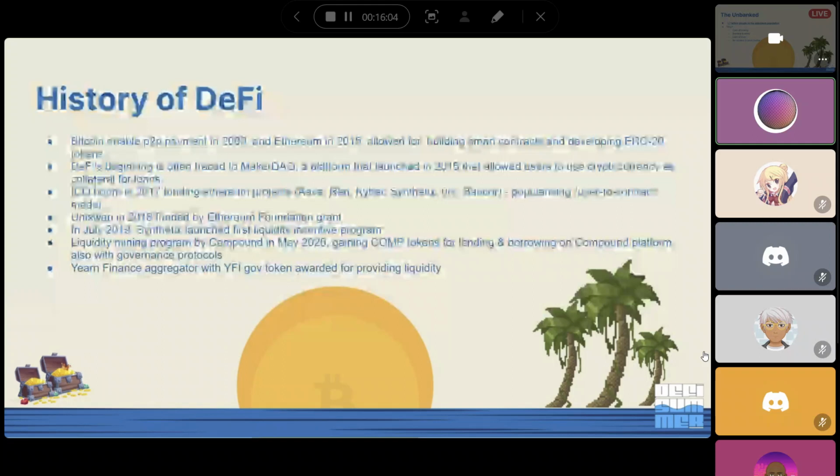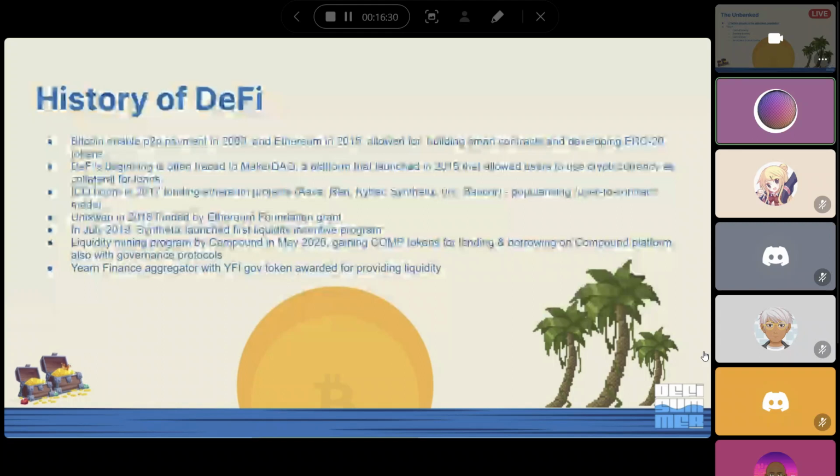Then in 2017, you guys might have heard of the ICO boom, or the initial coin offering boom, and this gave prominence to a bunch of Ethereum projects, which laid the foundation for what DeFi is today. So this is Aave, Ren, Synthetix, 0x, Bancor. And this popularized the user-to-contract model, as opposed to the user-to-user P2P model that Bitcoin originally made in 2009.